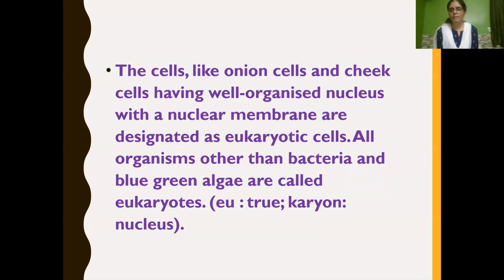And in the same way, the cells of multicellular organisms, like multicellular plants and animals, like onion cells and cheek cells, have a well-organized nucleus. What do you mean by a well-organized nucleus? That is, the nuclear material is covered by a nuclear membrane. They are called eukaryotic cells. All the organisms other than bacteria and blue-green algae are called eukaryotes. Eu means true. Karyon means nucleus, a true nucleus. That is, they have a nuclear membrane. The nuclear material is surrounded by a nuclear membrane.